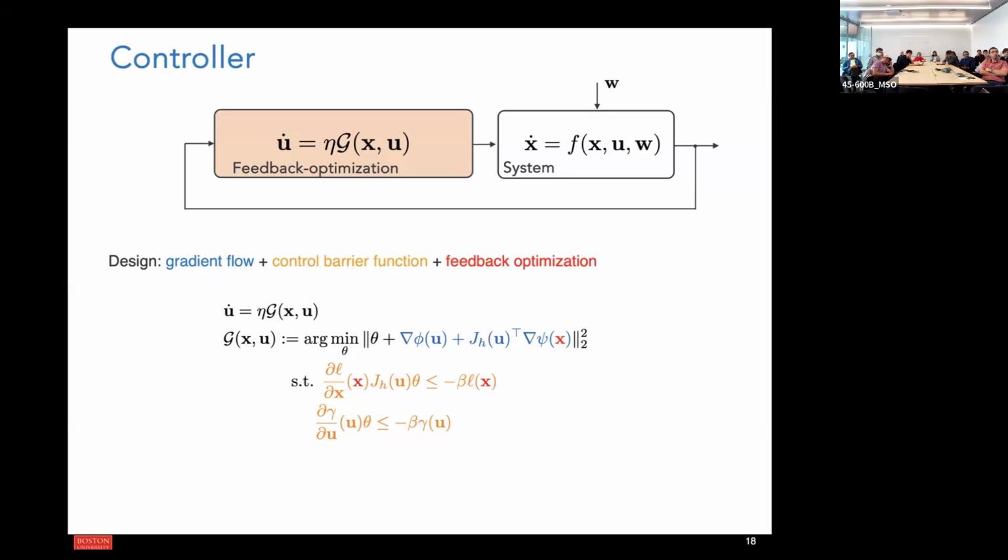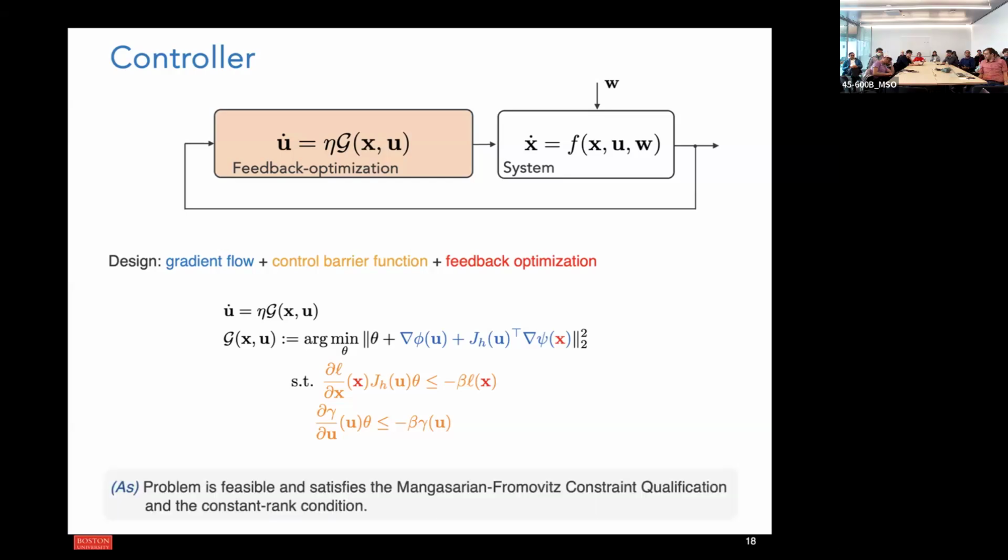Okay. So overall, I come up with this interconnection between this dynamic plant and this controller, with the map G implicitly defined as a solution of this QP. This is a QP for any given X. Now, let me make another assumption.